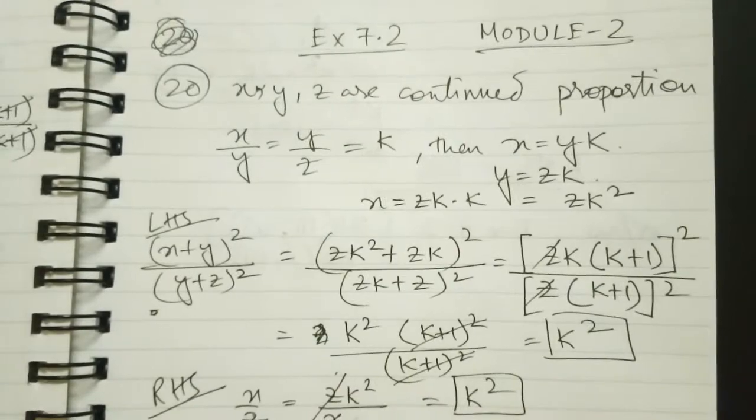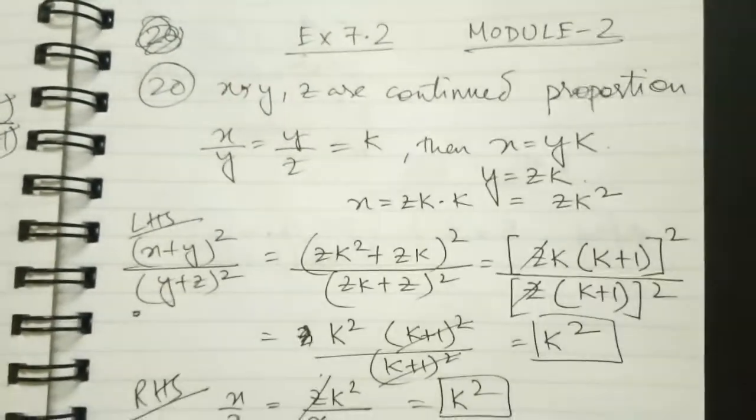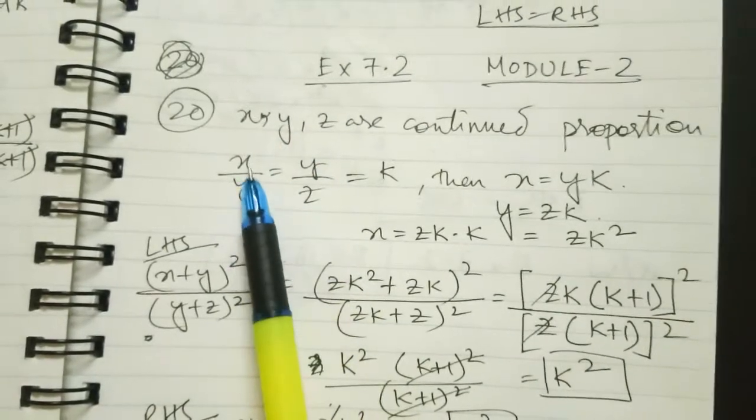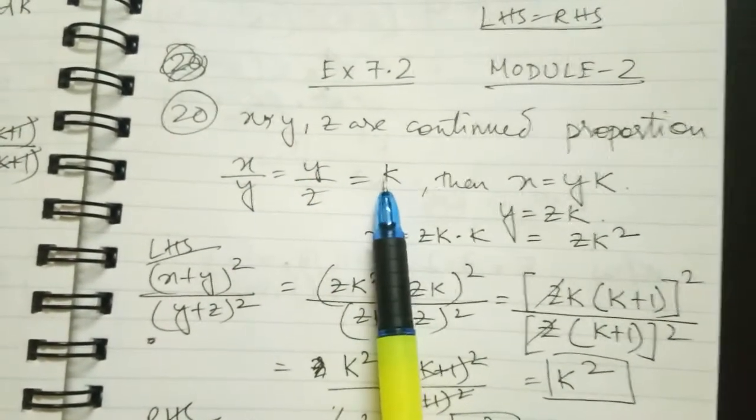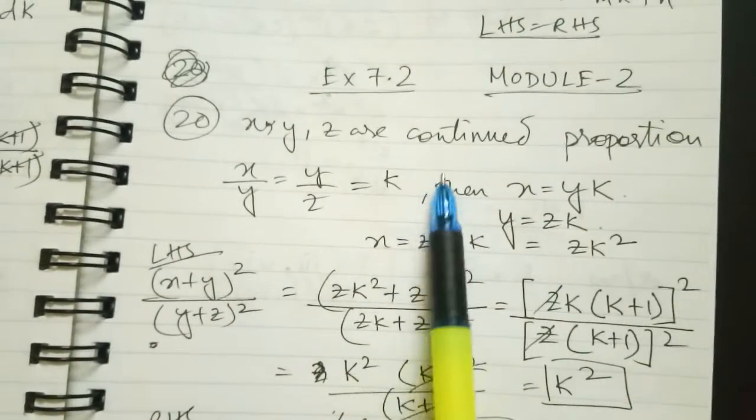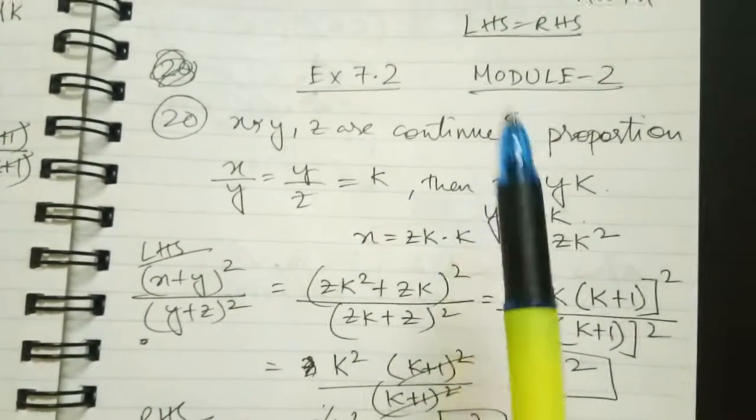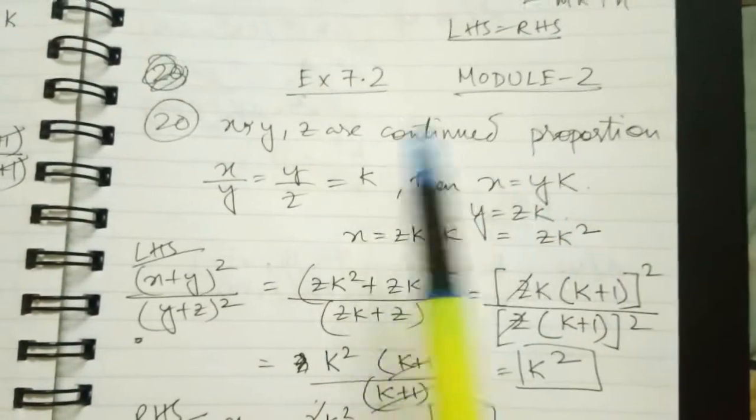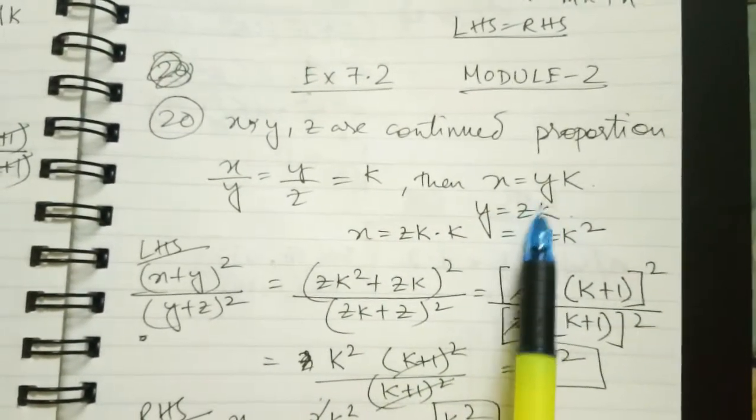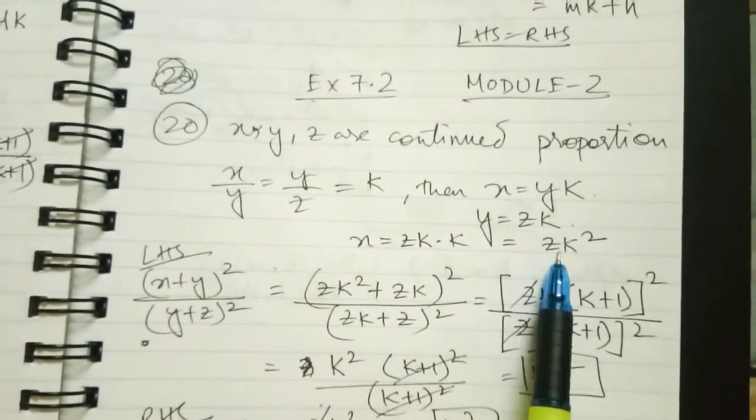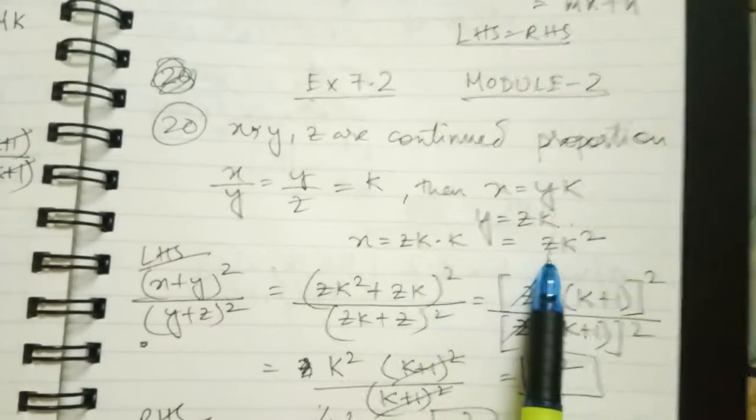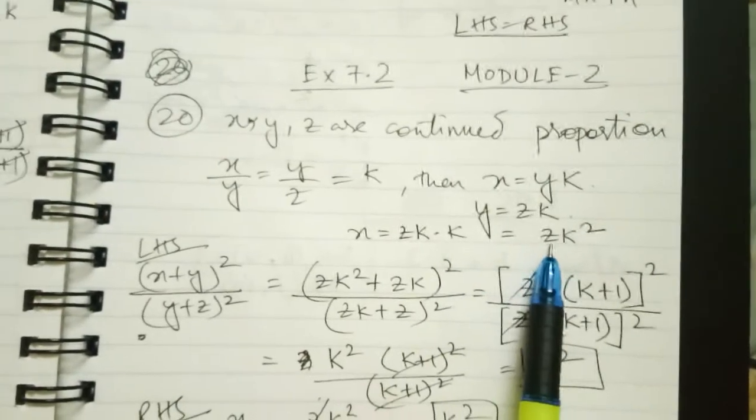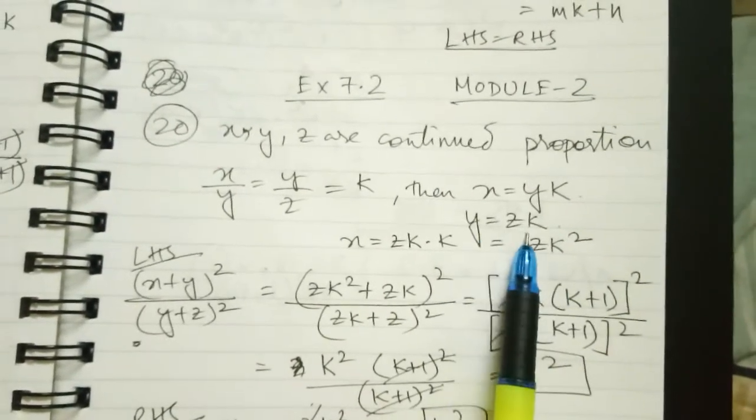Now from here, question number 20. It is given that x, y, z are in continued proportion. Continued means that x by y equals y by z equals k, where I have taken k as a constant. Then from here, x equals yk and y equals zk. In place of y I can write zk. So the value of x is zk square and y equals zk.